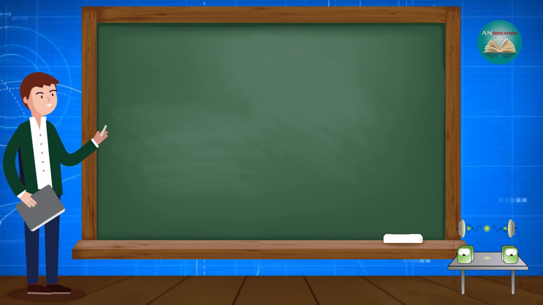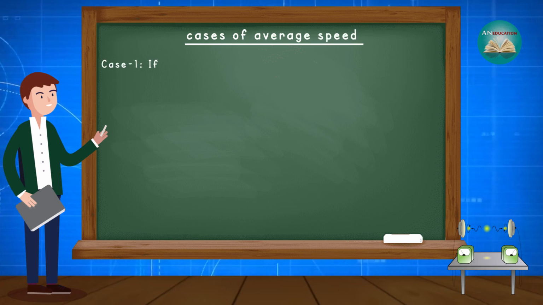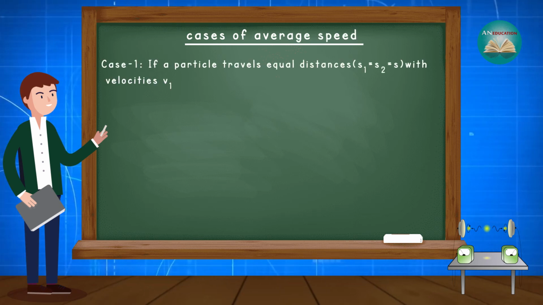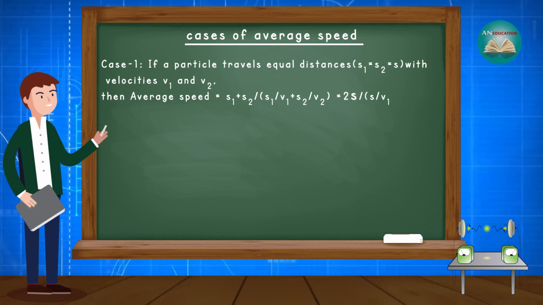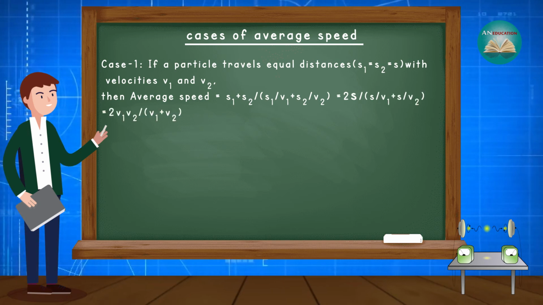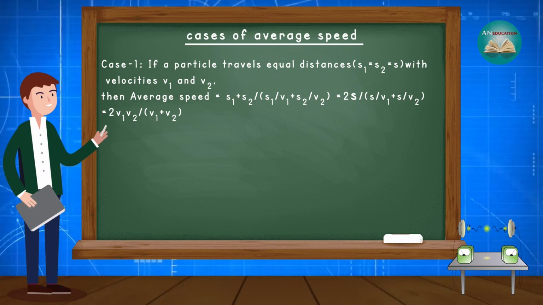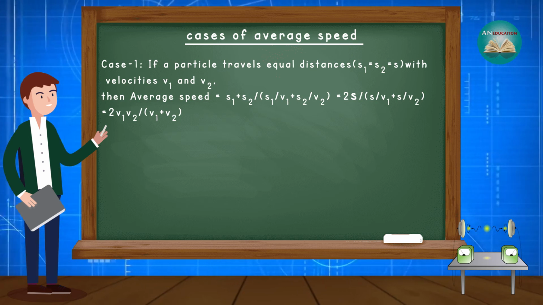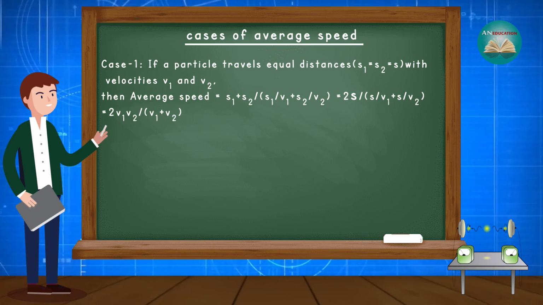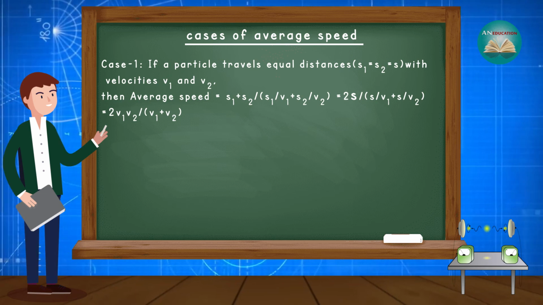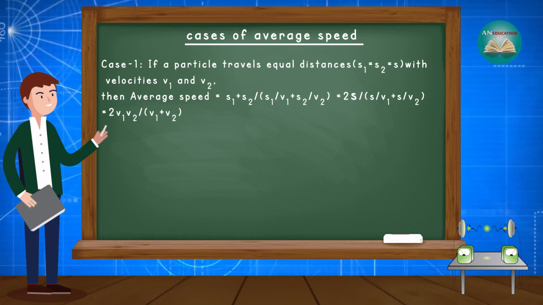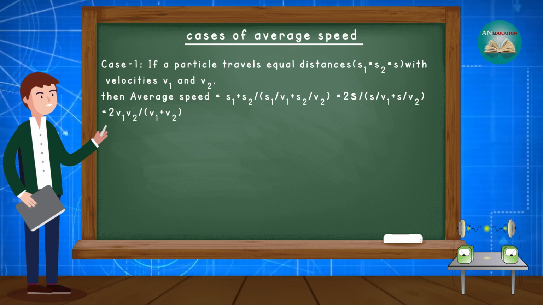After that, let's discuss some cases of average speed. Case number first, if a particle travels equal distances, that is s1 is equal to s2 is equal to s, with velocities v1 and v2, then average speed is equal to s1 plus s2 upon s1 upon v1 plus s2 upon v2, which is equal to 2s upon s upon v1 plus s upon v2, which is equal to 2 v1 v2 upon v1 plus v2.